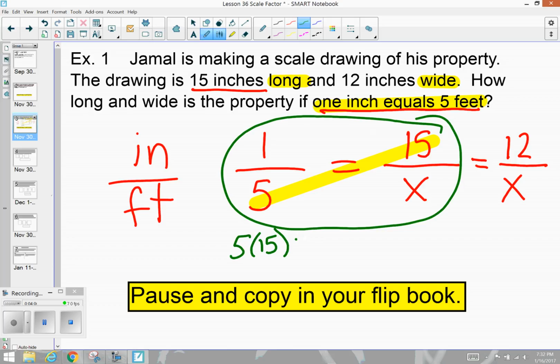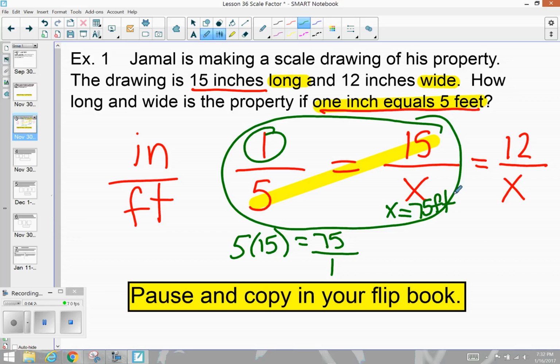And when we do that, I always think of a clock. 15 goes around 4 times, that makes 60 minutes. So 5 times is 75. And then we're going to divide by 1. So in this case, what does our x equal here? In this case, x is going to equal 75 feet.